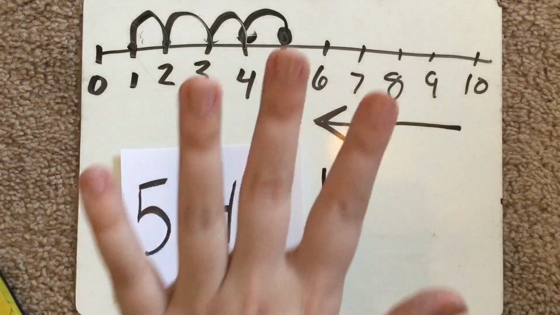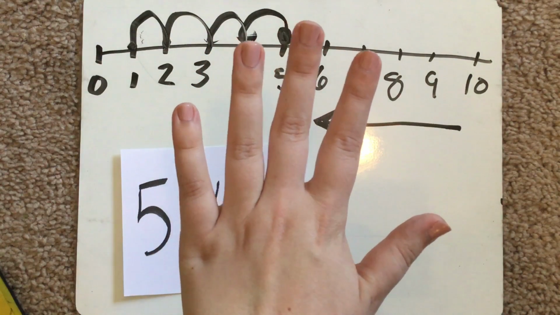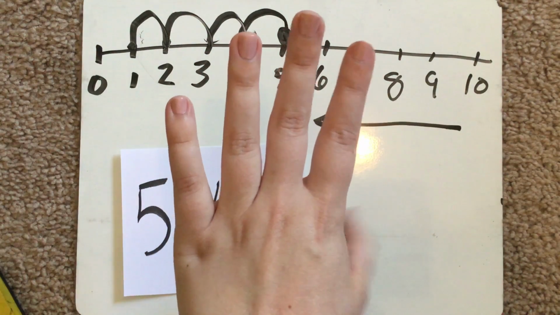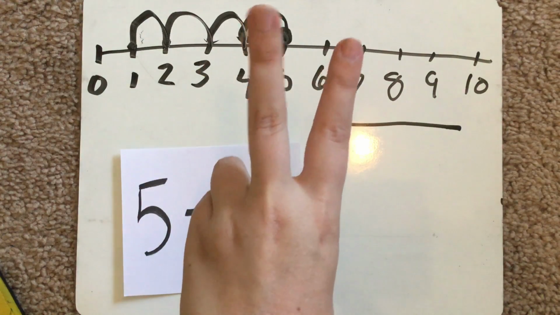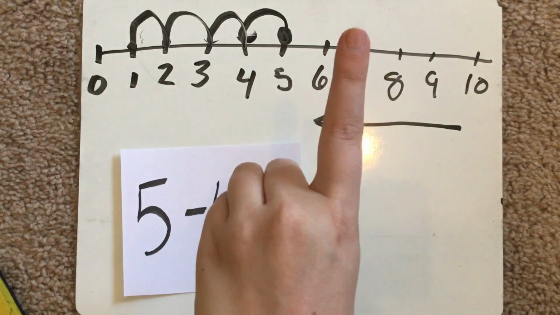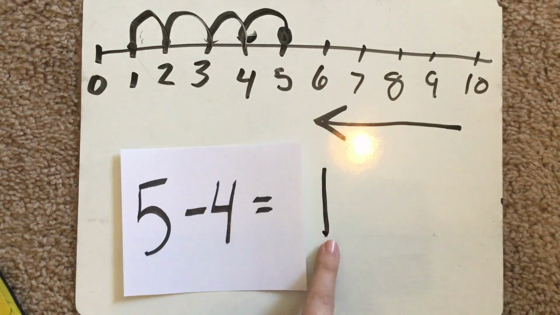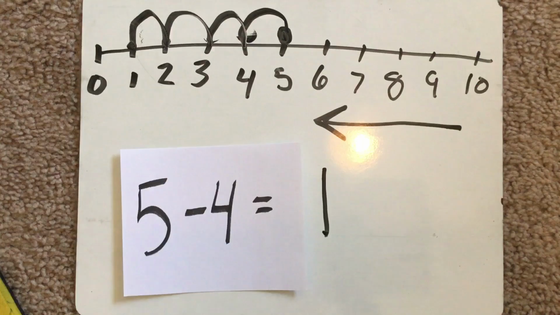And let's check our work with our fingers. Everybody, let's do this together. Five minus four, so take away four. One, two, three, four. How many are left? One. And I put one as my answer, so I know that my answer is correct. Five minus four equals one.